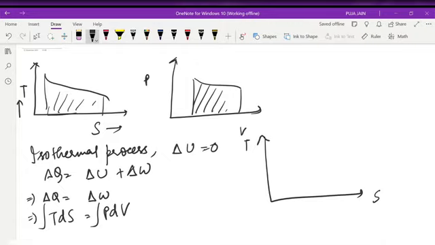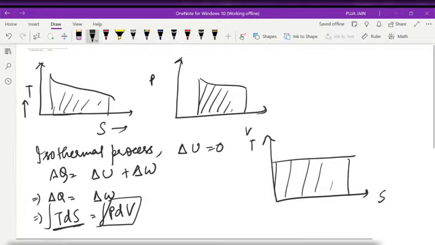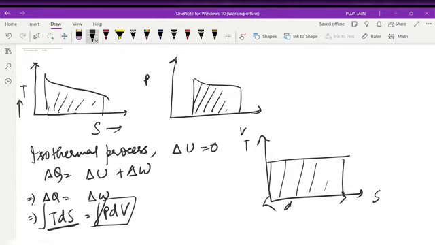Now, if this is S and this is T, an isothermal process can be explained this way: constant temperature, right? So the area under this will give us the work done. The area under T and this dS, a change in entropy, will give us PdV, correct?